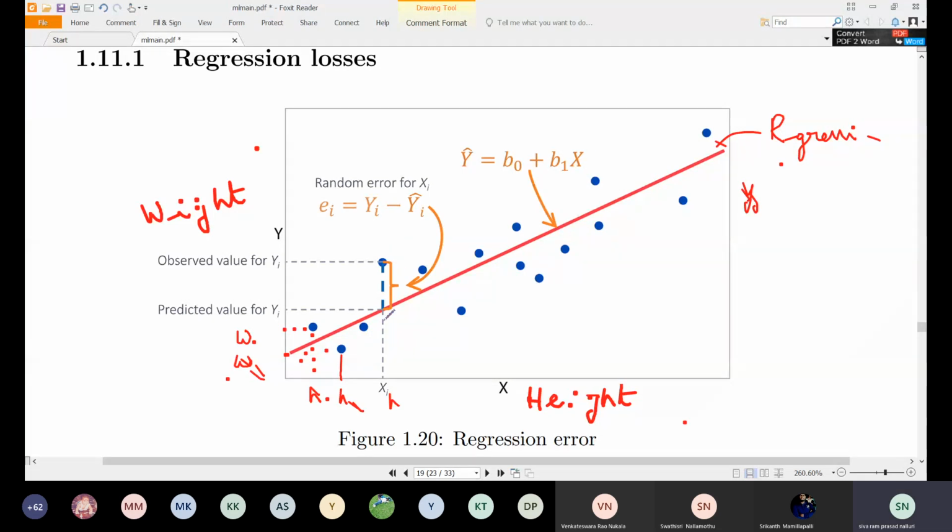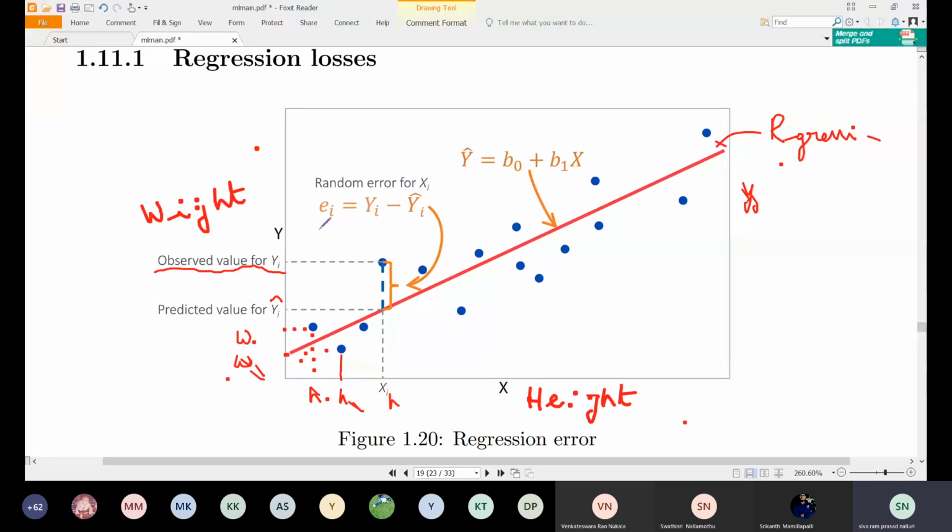Okay, if you look at this diagram for the ith person, the blue dot represents the observed value of yi, that is, the actual weight of the ith person. But your algorithm predicted his weight as yi cap. So the predicted value is different from the observed value. Here the predicted value is less than the actual weight of the person.